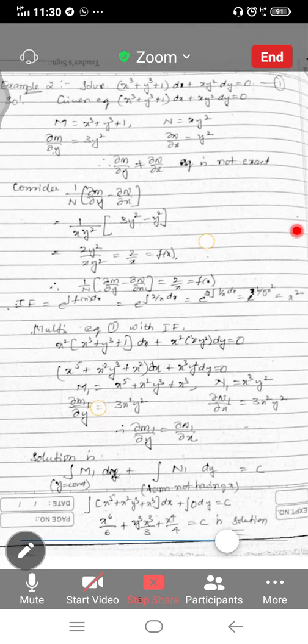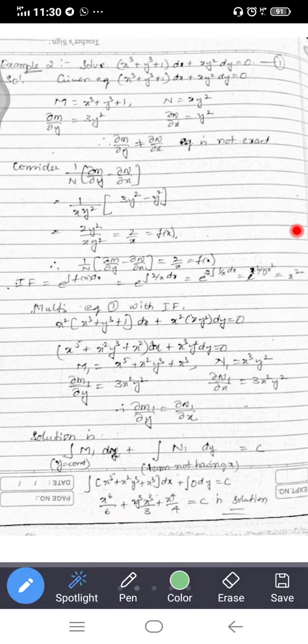So we got the integrating factor as x square. After getting the integrating factor, we have to multiply it with equation 1 to get an exact differential equation. So we are multiplying the integrating factor x square with equation 1, which is (x cube plus y cube plus 1) dx plus xy square dy equal to 0.